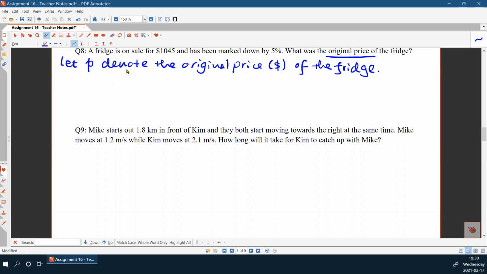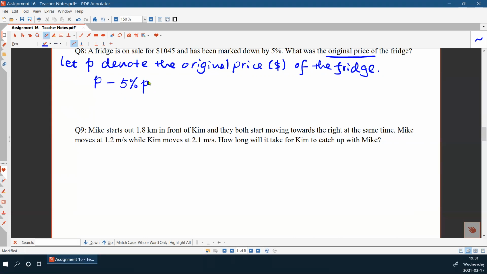So what we know here is that the price has been reduced by 5%, right? So that means reduced by 5% is P times 1 minus 5%, right? Do you understand this? Or if it's not very clear to you, P is the original price, right? Reduced by 5% means reduced by 5% of P.